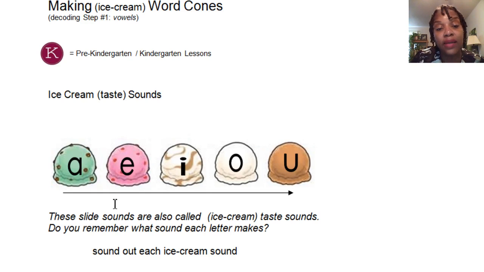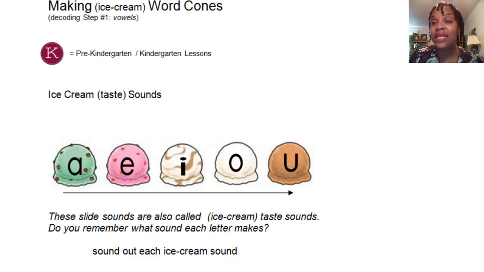So let's follow the arrow. We're going to say these sounds in the direction of the arrow, the reading direction, from left to right. We're going to start here with this ice cream sound, and we're going to end with this ice cream sound. So let's say the letter sounds together, the ice cream sounds together. Ready? Starting here. Go. Good job, all right? So these are the five ice cream sounds.